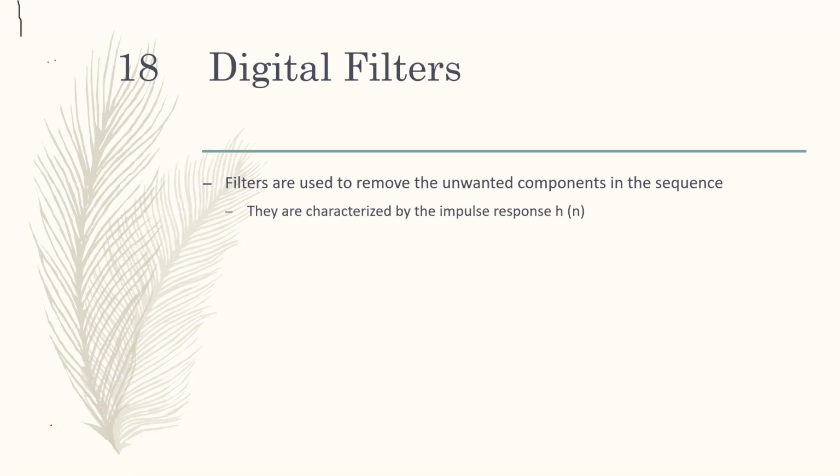First of all, what is meant by filters? Filters basically try to remove the unwanted stuff. And since we are speaking of digital, we'll be using the term sequence over here. So it tries to remove the unwanted components in the sequence, which you want to process further. Now they are basically characterized with the help of the impulse response, that is h of n, which we have discussed in the previous case.